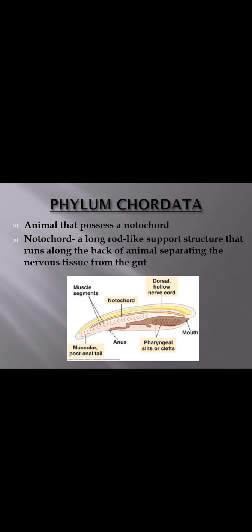So what do you mean by phylum Chordata? The organisms or the animals which are grouped under this phylum possess a notochord. So what is notochord? You can look into the picture. It is a long rod-like support structure that runs along the back of the animal, which separates the nervous tissue from the gut. So this is a notochord you can see in the picture, which is separating the nervous tissue from the gut region.